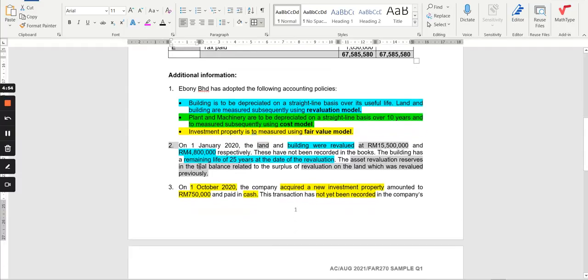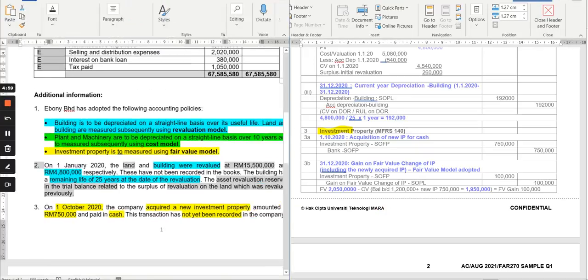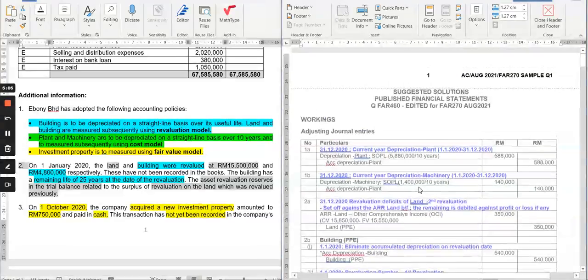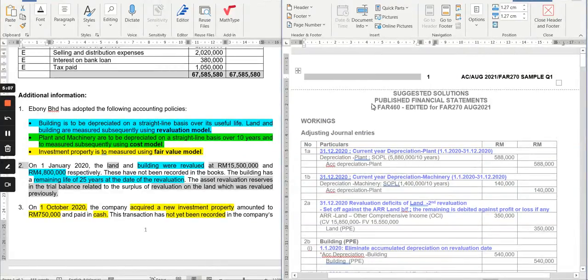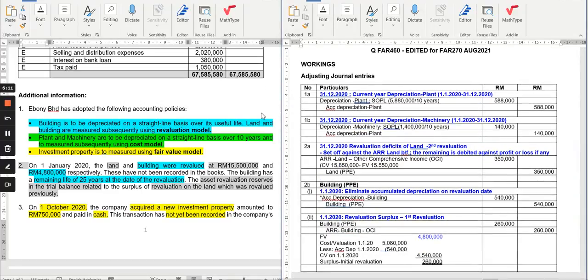My suggestion is, before you start preparing the financial statements, why not do the adjustments? So let's do the adjustments. Here you can see that I have already prepared the information, which is going to be your adjustments. Before that, the first information is on PPE. Building is to be depreciated.